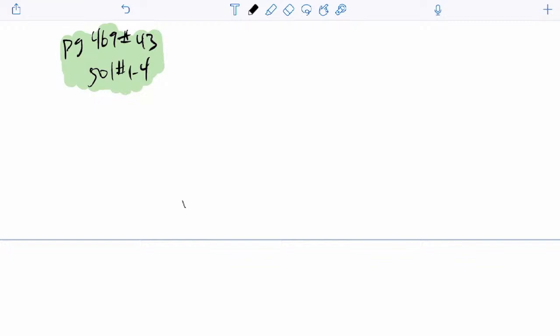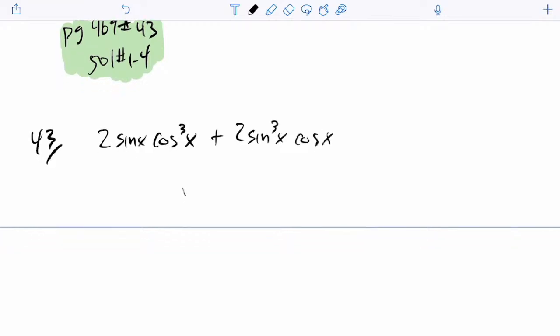All right, so 469, number 43. Let's take a look at that. This was Ali's question. Oh, so they just want you to simplify this. So for this one, Ali, they give you 2 sine x cos cubed of x plus 2 sine cubed of x cos of x. So for number 43, they're asking you to simplify it.